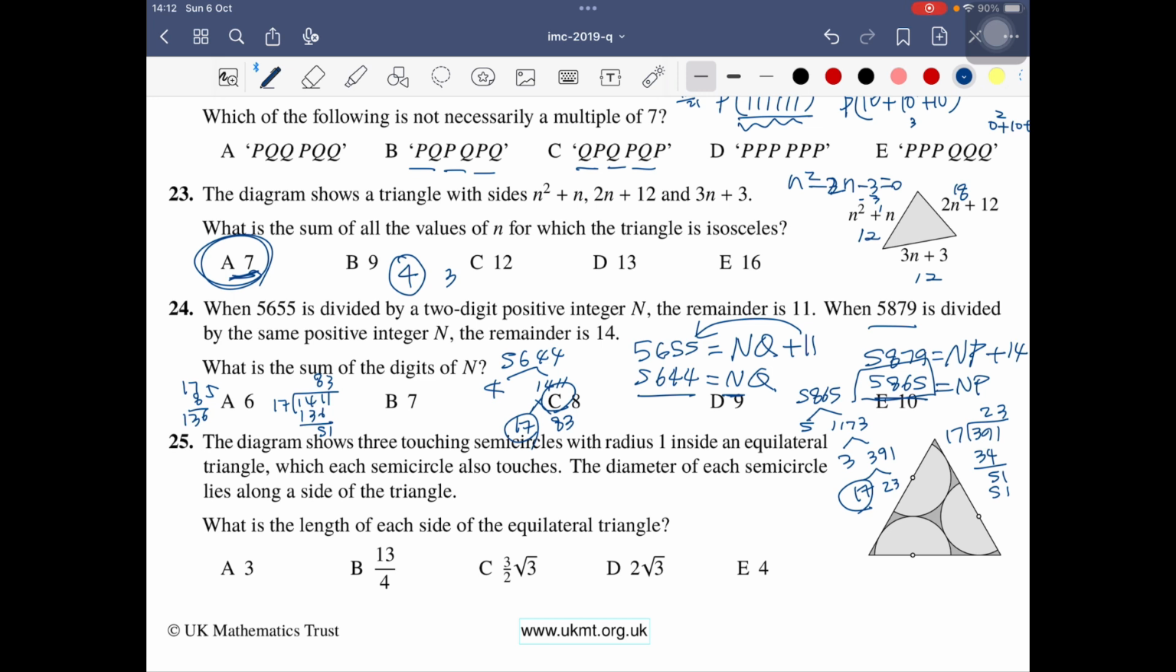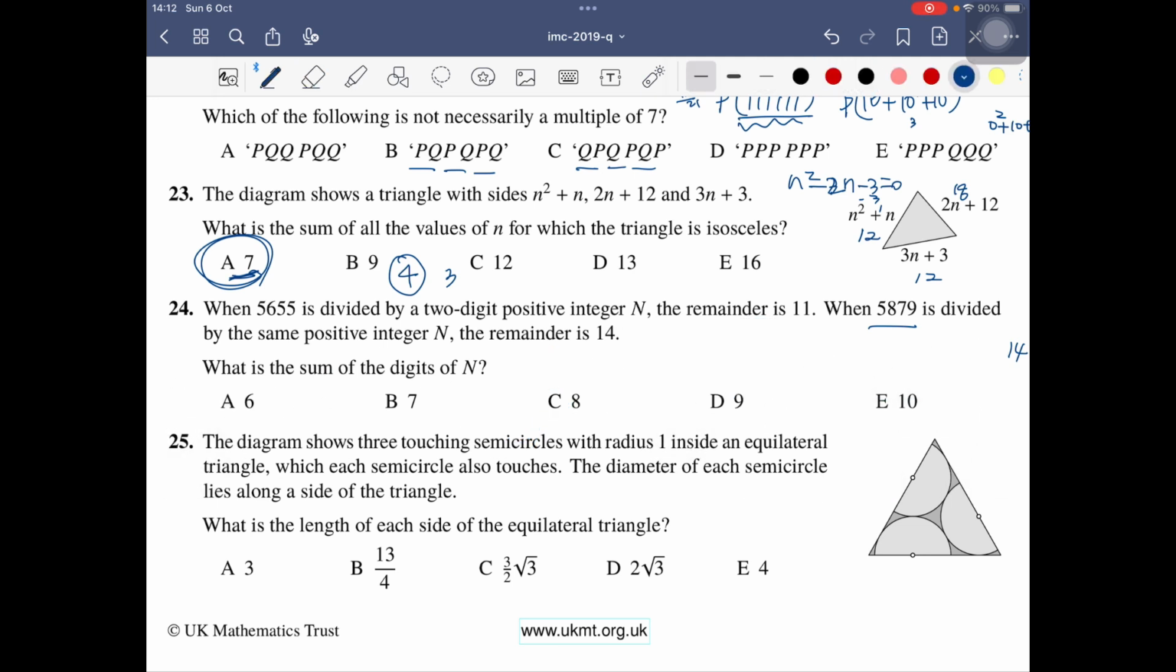And 25. Three touching semicircles with radius 1 inside the equilateral triangle. Semicircles also touch. Okay. What is the length of each side of the equilateral triangle? So the semicircle has a radius of 1. So this one is 1, 1. When we connect them together, this has 2, 2, 2. This is 60.